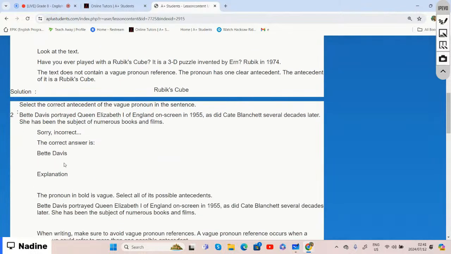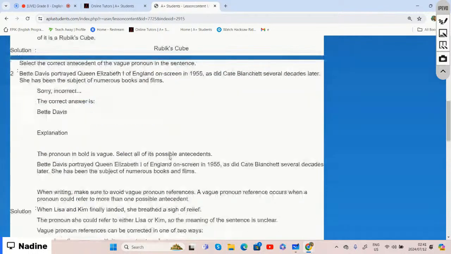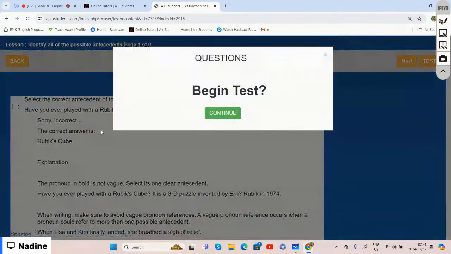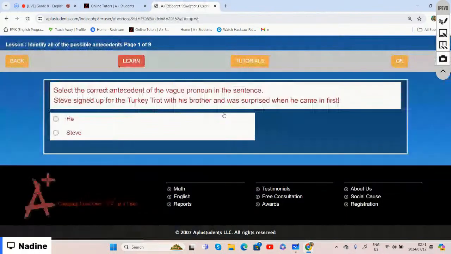All right, let us go to our test. We need to choose the antecedent. Remember the antecedent, it's like giving the name of a person, basically, right? It tells us either who or what we are actually talking about.